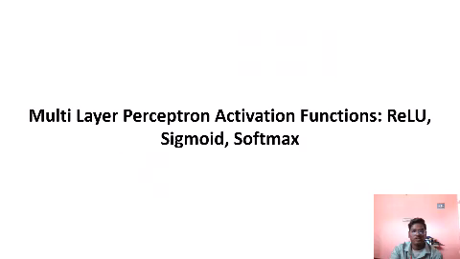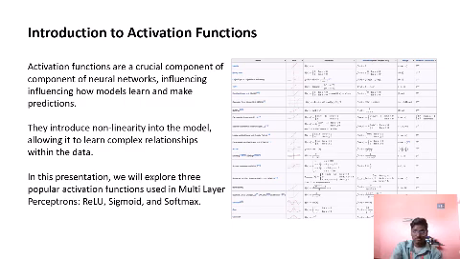Today my topic is multi-layer perceptron activation functions: ReLU, sigmoid, softmax. Introduction to activation functions. Activation functions are crucial components of neural networks, influencing how models learn and make predictions. They introduce non-linearity into the model, allowing it to learn complex relationships within the data. In this session, we will explore three popular activation functions used in multi-layer perceptrons: ReLU, sigmoid, and softmax.